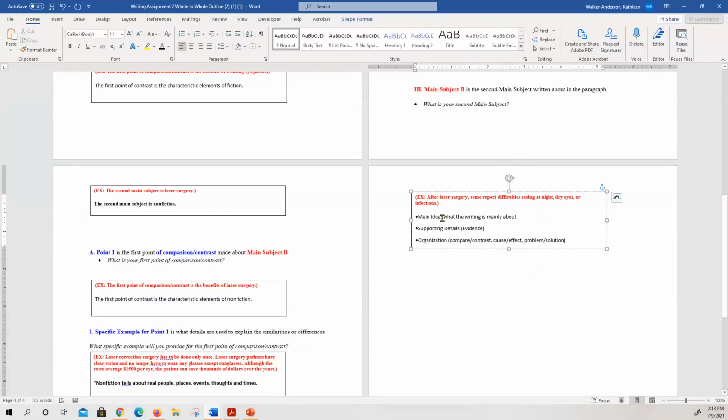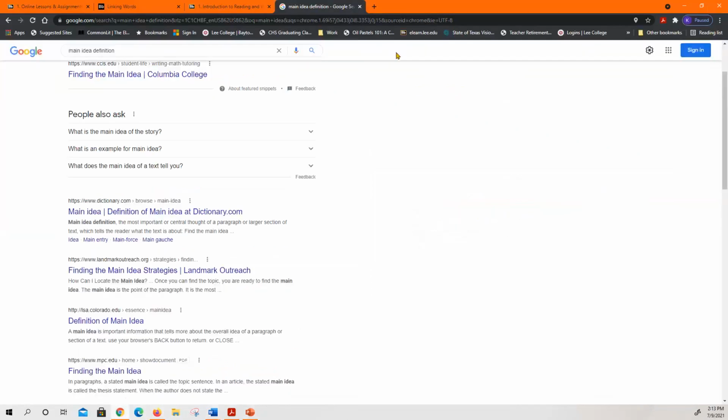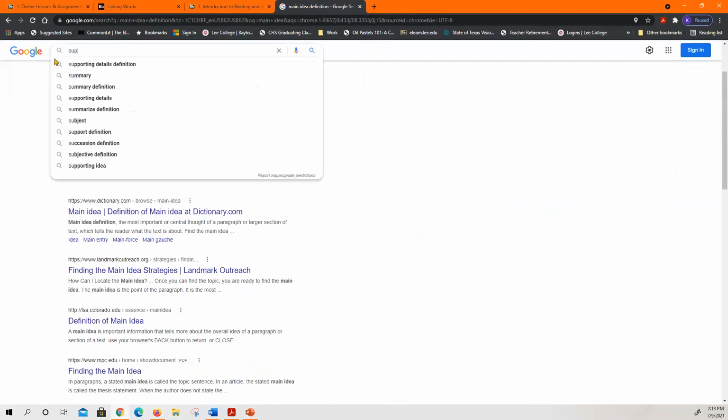So main idea, the most important or central, I'm just going to put controlling idea. I like that better. Most important or controlling idea of a paragraph. And then supporting details, I'm going to look that up too, because I know what supporting details are, but I'm not sure how I write it. And so I changed that a little bit. I didn't take it word for word, so I didn't have to put it in quotes.